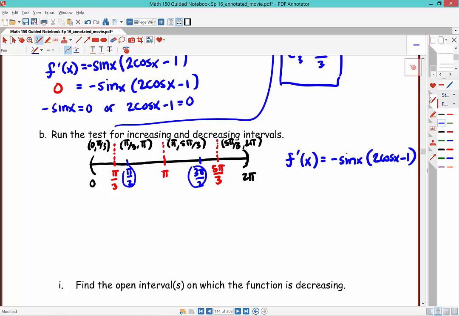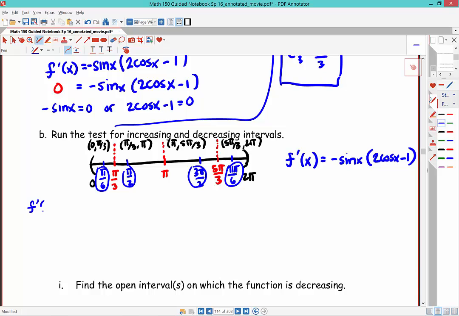And in these, you can take your pick. Let's see, for pi over 3, you could use pi over 6, or you could use pi over 4. I'll just go ahead and use pi over 6. And then similarly over here, we can use 11 pi over 6. Okay, so let's do it.